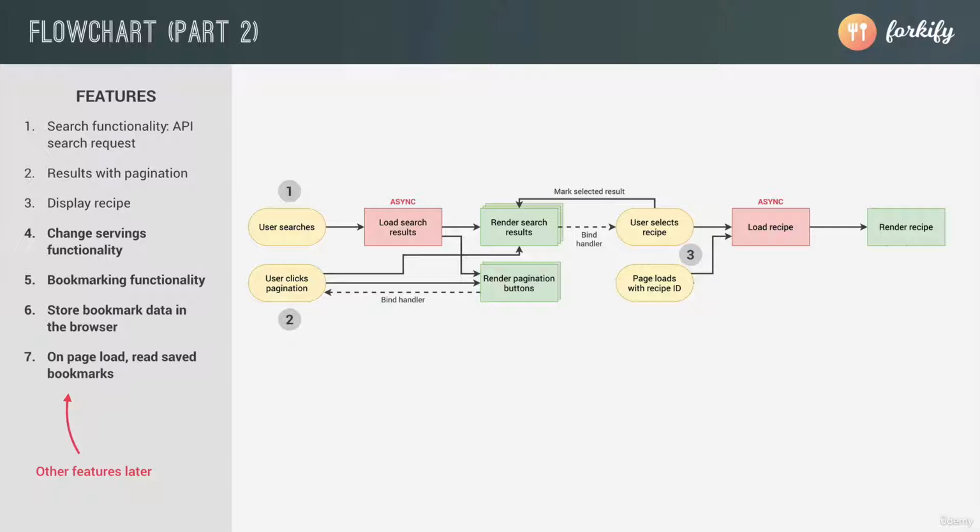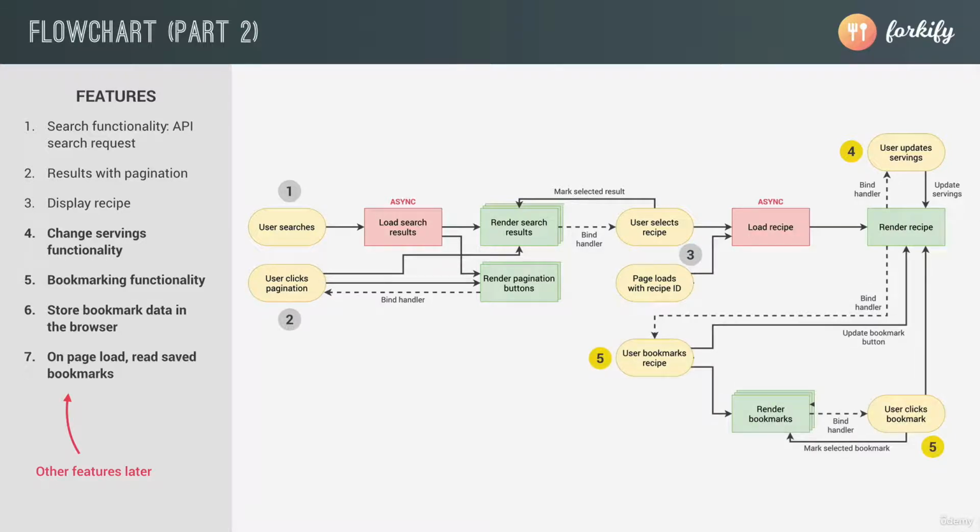next features here. So based on the user stories that we outlined in the beginning of this project, our next feature was a functionality for changing the servings of the displayed recipe. And that's going to be quite easy. All we will have to do is to listen and to handle events on the change servings buttons, and then basically update the recipe and render it again. Then the next feature is the bookmarking functionality.